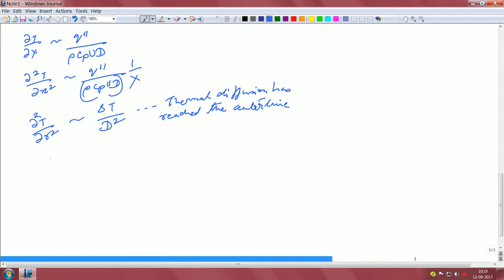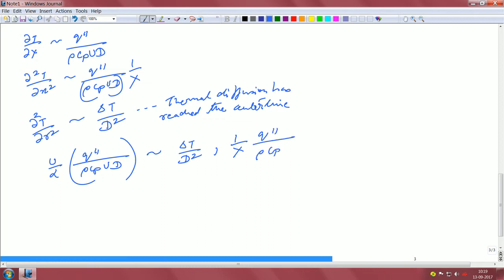So, let us now take term by term. The first term will be u by alpha times q double prime over rho Cp u d. That is the first term. This should be delta T by d squared, so that is basically the radial term, the radial diffusion term, right. And you have 1 by x times q double prime over rho Cp u d. That is the axial conduction term, right.